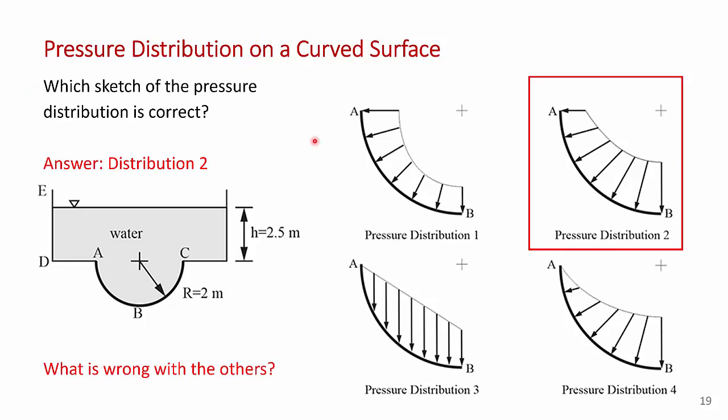And of course, the answer is distribution number 2. You can see that the pressure increases with depth and the arrows are all perpendicular to surface AB. So what's wrong with the other ones? Well, in distribution 1 here, the pressure at A is higher than the pressure at B, which is wrong because the pressure increases with depth. This actually represents a number of different student errors that I've seen on exams, so I'm warning you about the errors that you might commit. A number of students draw the pressure distribution this way, increasing linearly, but with the pressure not acting normal to the surface. And this one is almost right, but it shows the pressure going to zero at point A, and point A is at a height H, so it can't be right. So distribution 4 is almost right, but not quite right.